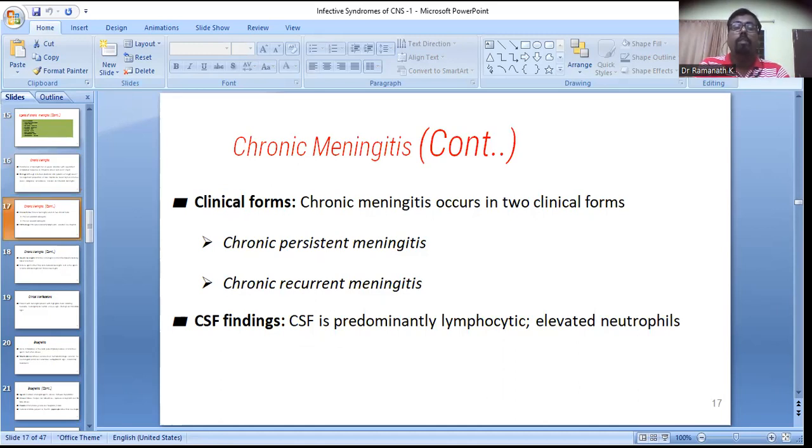Clinical forms of chronic meningitis are classified into chronic persistent and chronic recurrent meningitis, where in chronic meningitis you can see the CSF contains mainly lymphocytic cells. Neutrophils will be elevated, but predominantly you can see the lymphocytes because it is a chronic condition.